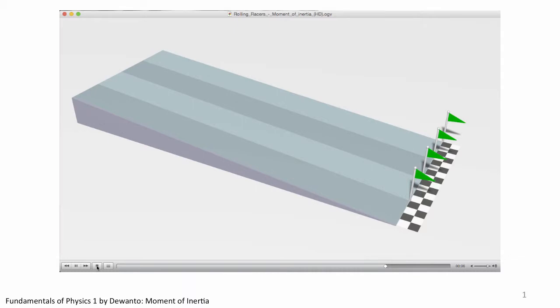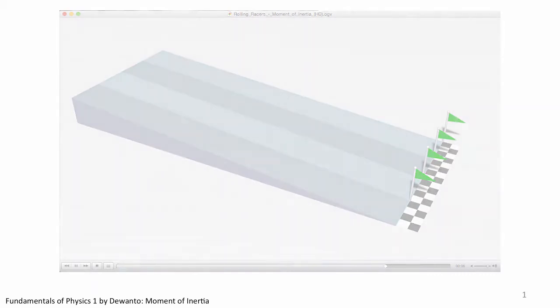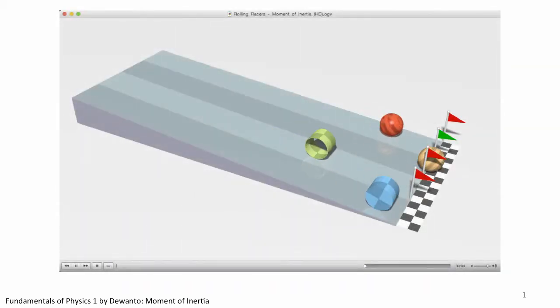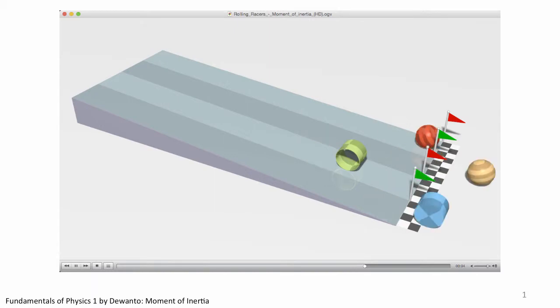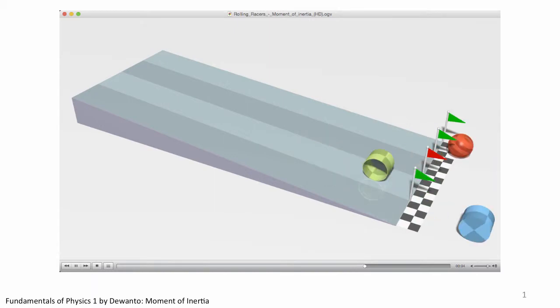Alright, we get our answer. It is B. The objects will reach the bottom at different times. To be more exact, the orange solid sphere reaches the bottom first, followed by the blue solid cylinder. The red hollow sphere finishes in third position, and of course, last but not least, is the green hollow cylinder.